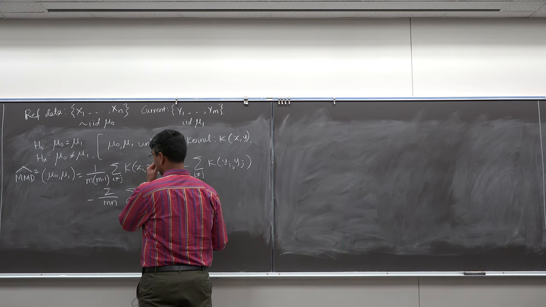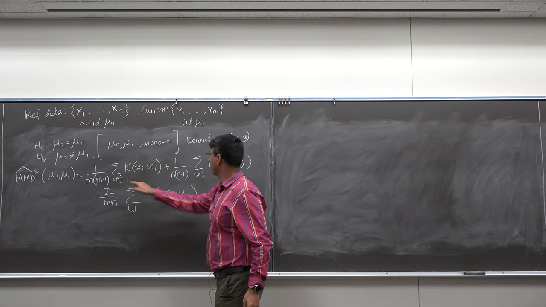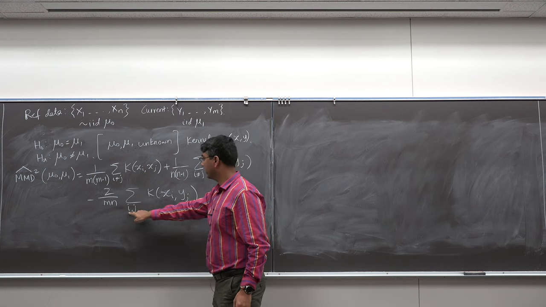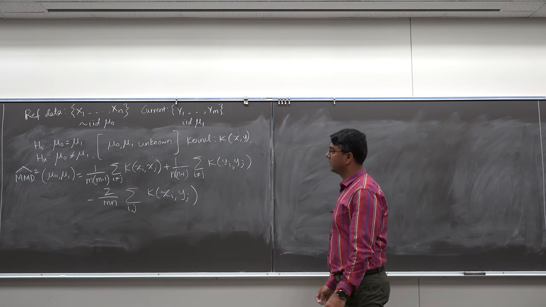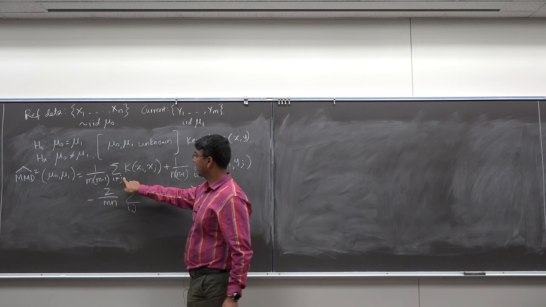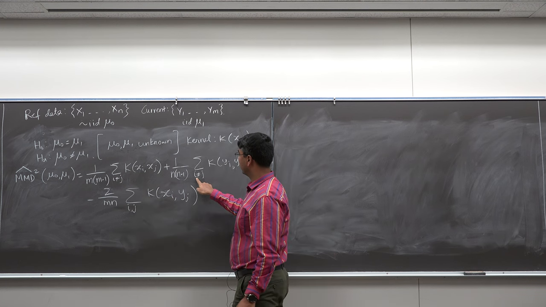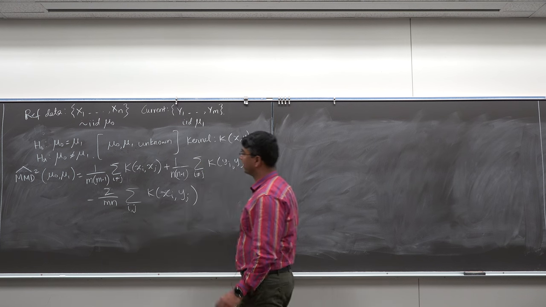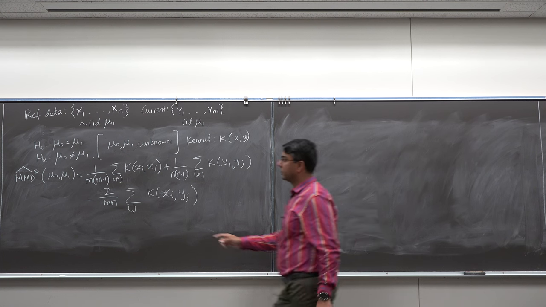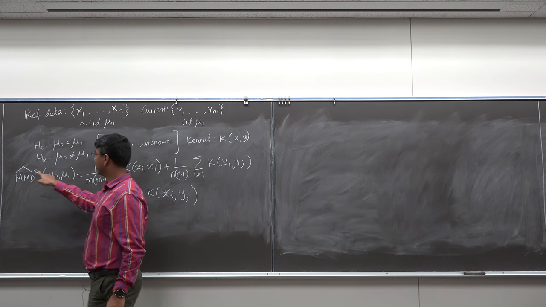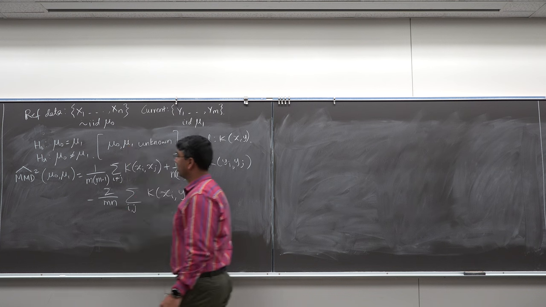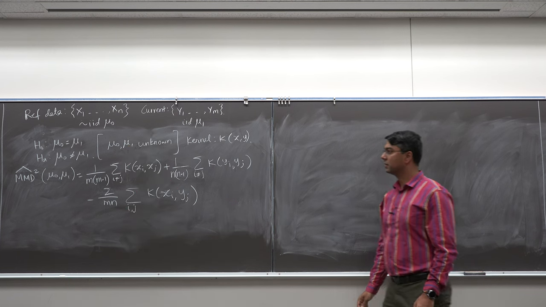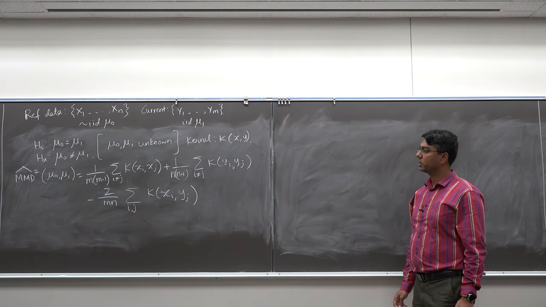And here i is not equal to j, here i is not equal to j, here it's over the entire index set i and j. Here i and j go from 1 to m, here i and j go from 1 to n, and here i goes from 1 to m, j goes from 1 to n. And this is an approximation of the true MMD between mu naught and mu 1. MMD is the distance between the two distributions, and this is an approximation of the distance.